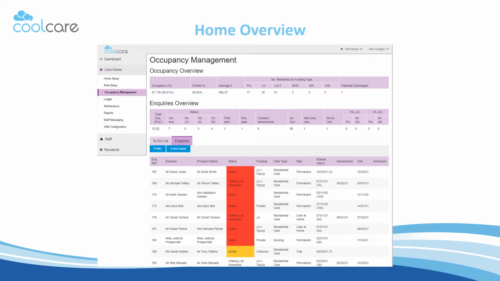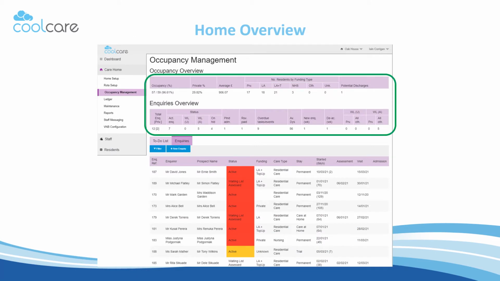Here on the occupancy management screen, we can see a breakdown as we had with the pie chart, but in data, and we have a breakdown of the inquiries, and that's showing where they're up to overall, any overdue tasks, any reservations that have been paid, average days to get those inquiries brought in. Here on our system, we have an average days of 56.